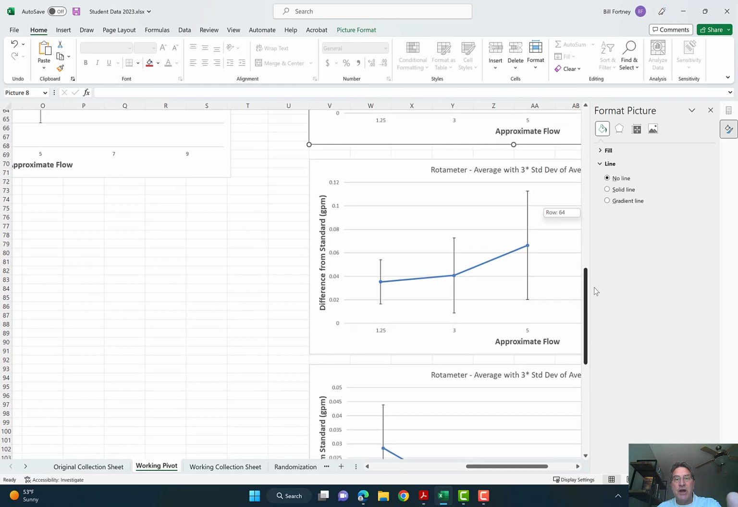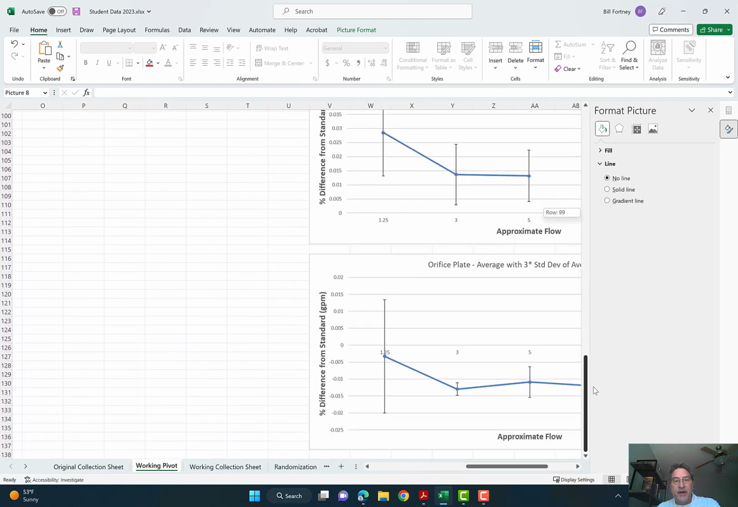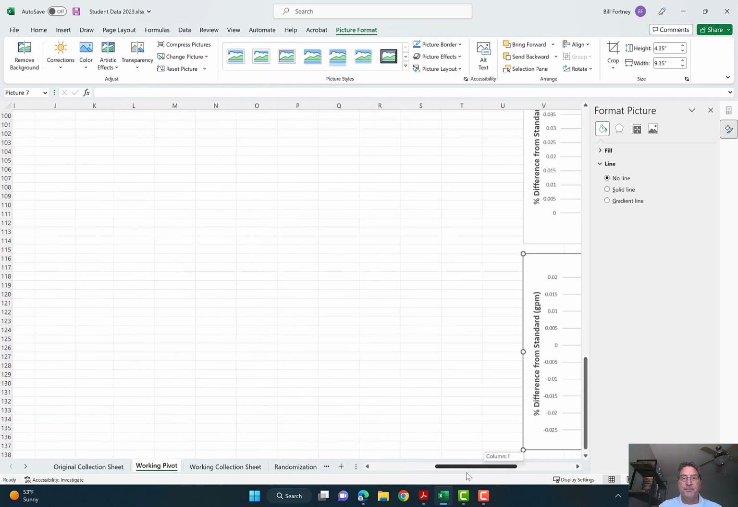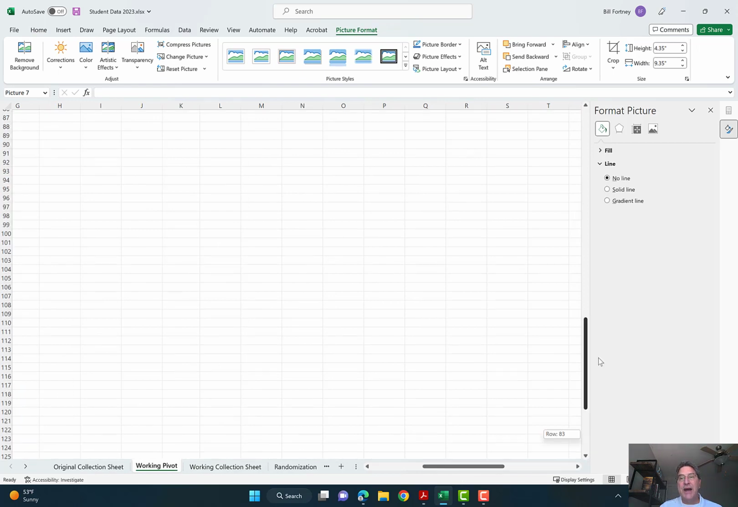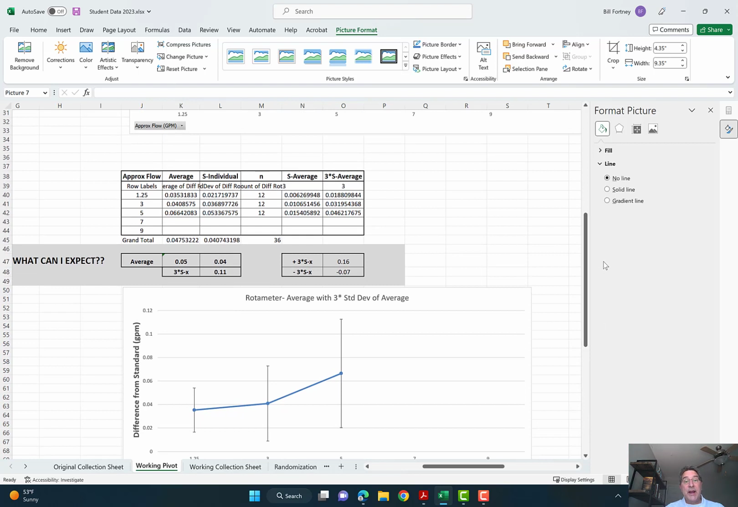There's my rotometer with the difference, my rotometer percent difference. There's my percent difference orifice plate. All these, you see I double click on them, nothing happens. They're pictures. That's just going to save you time when you go to do all this. Okay, so that's one thing I wanted to show you.